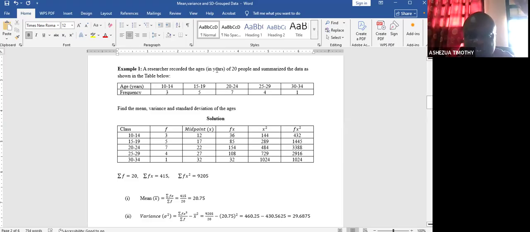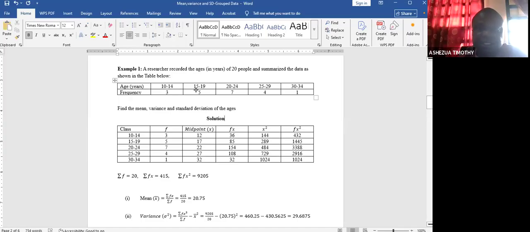A researcher recorded the ages in years of 20 people and summarized the data as shown in the table below. This is the ages, and of course, this is grouped data. The one we did yesterday was on grouped data. So today, this is grouped data, and between 10 to 14, we have 3 persons. The frequency there is 3.